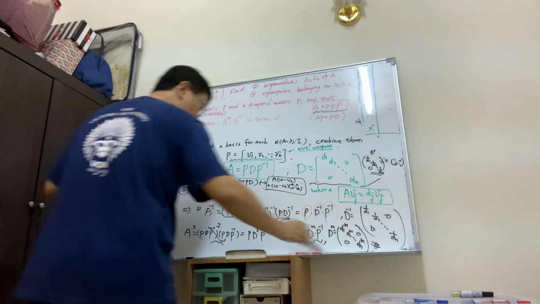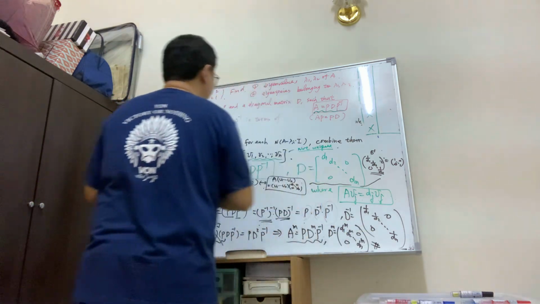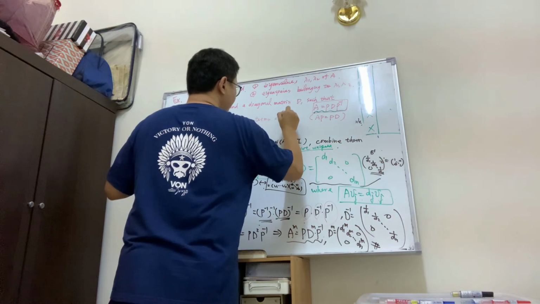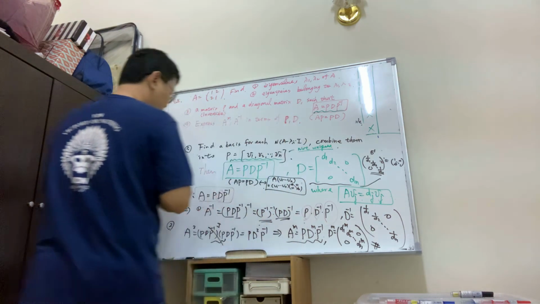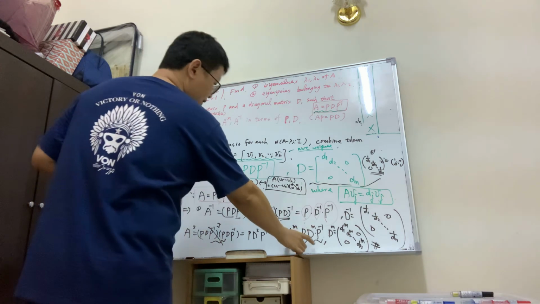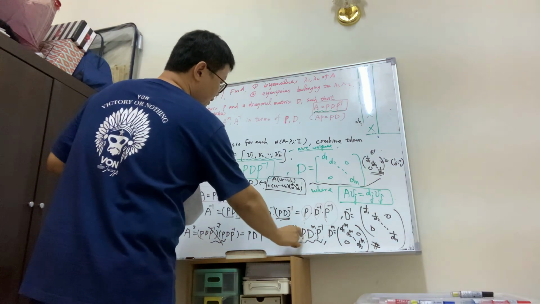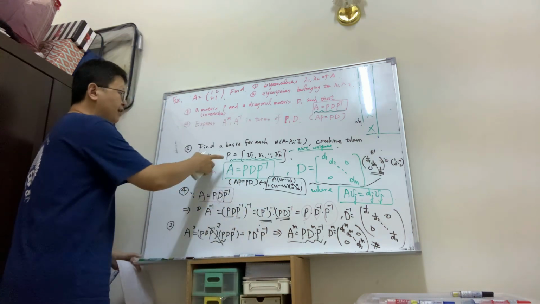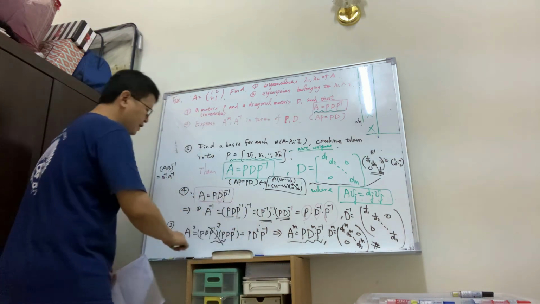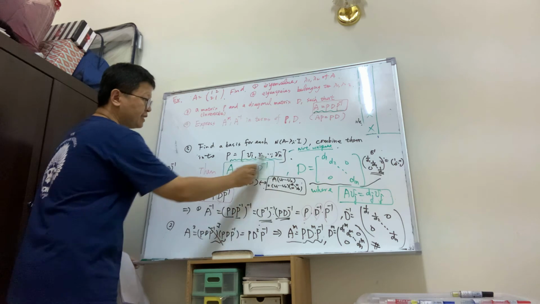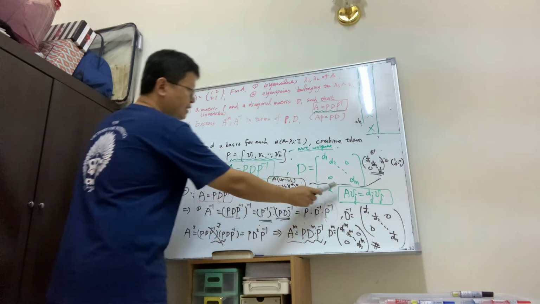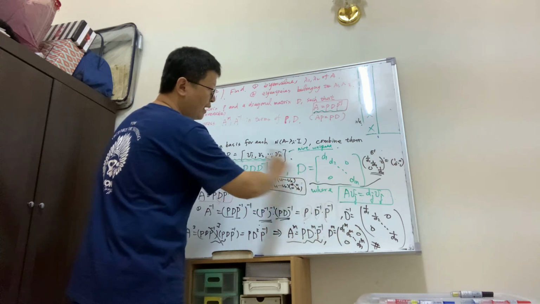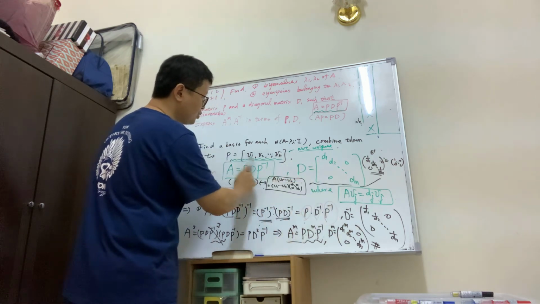In terms of P and D. For example, here, A to the power of n is expressed in terms of P and D. You should know what the matrix P is: just put the eigenvectors. And D is just the eigenvalues. But they must have the same order. It's the most important thing. You should have the same order.